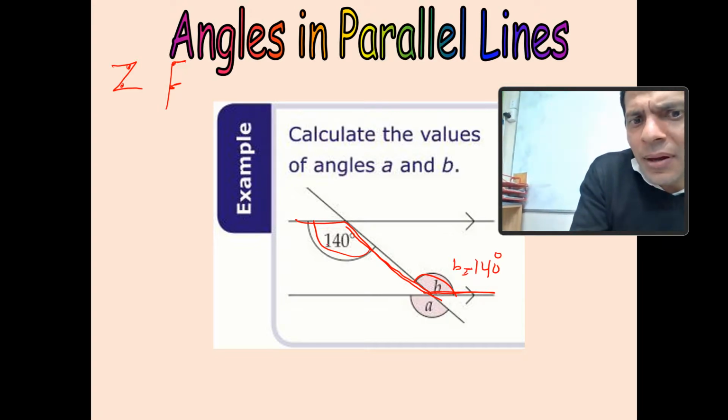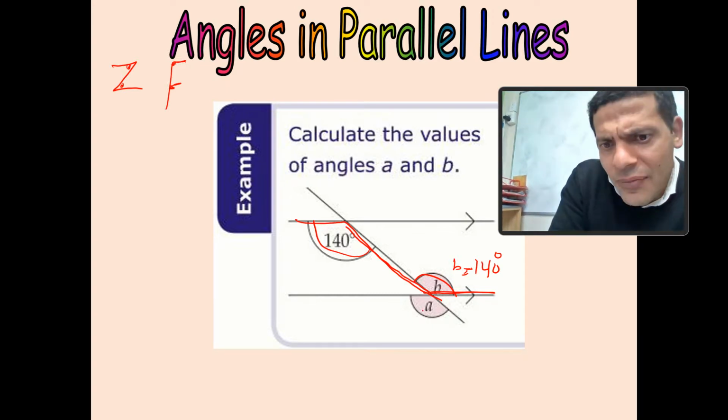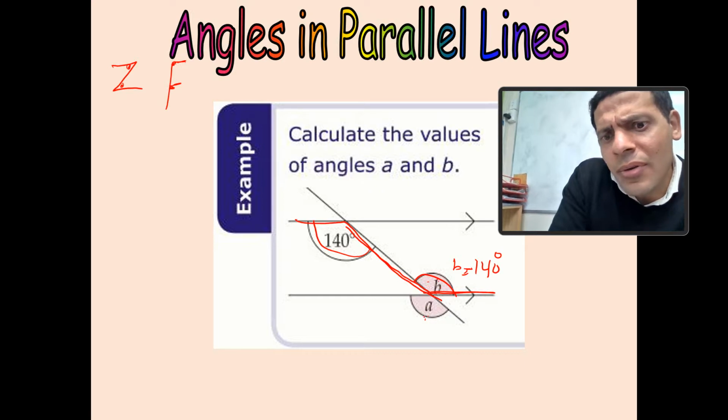So B and 140, we name it alternate angles. And if you look at here, angle B and A, they are equal. Why? Because they are vertically opposite angles. So A equals B equals 140 degrees.